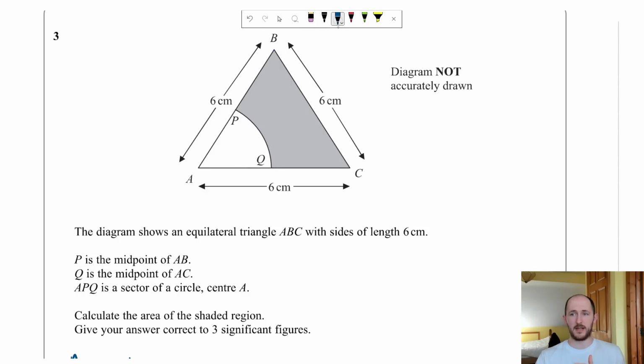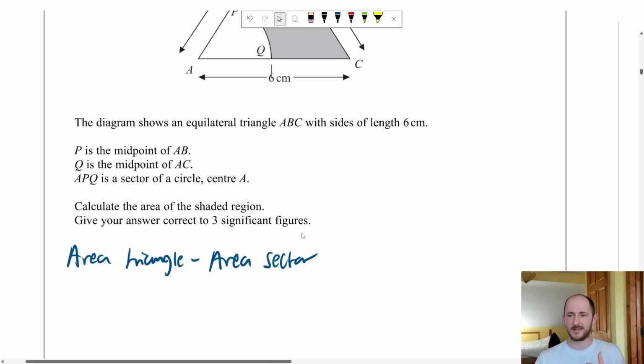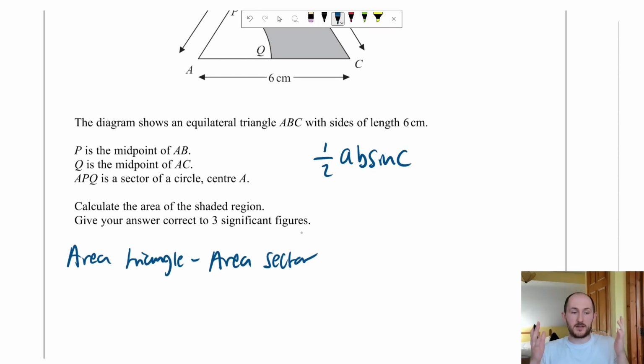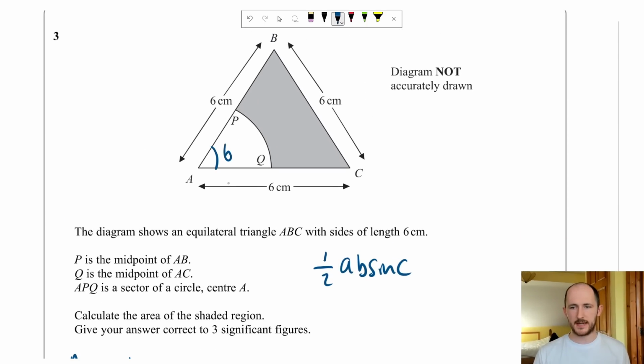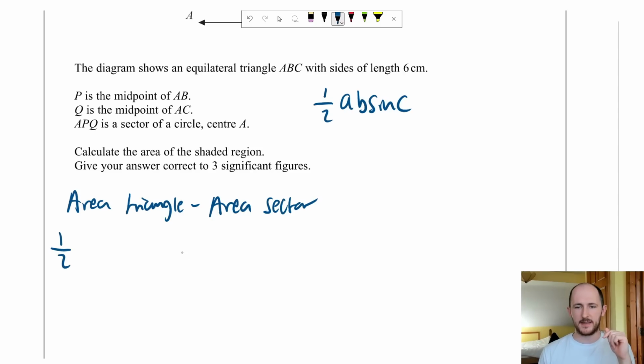The general area for a triangle is half AB sine C, which you do get given in your formula booklet, so that's nice. Now, if you think about it, this is an equilateral triangle because it tells me. That means the angles are all 60 degrees. So my formula for the area of the triangle is going to be a half times 6 times 6 times sine 60, which is simpler than using the Pythagorean theorem to work it out. So half 6 times 6 sine 60.